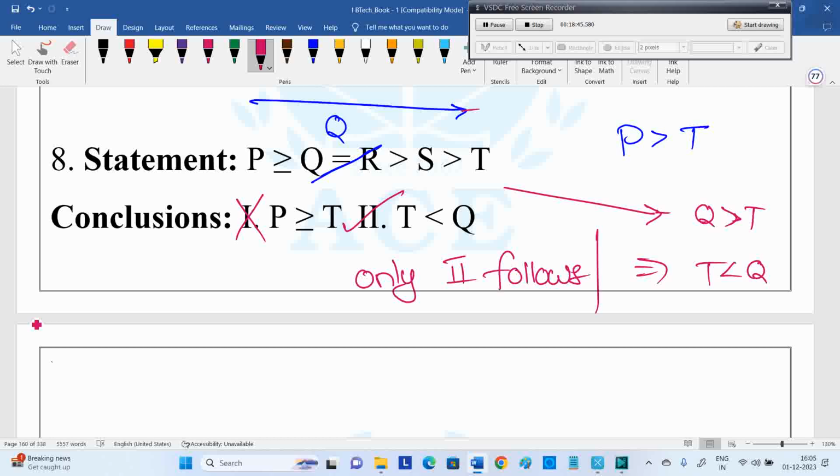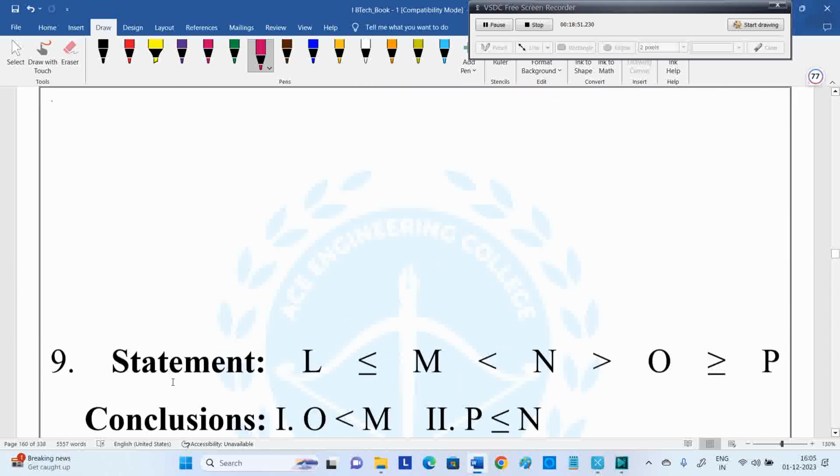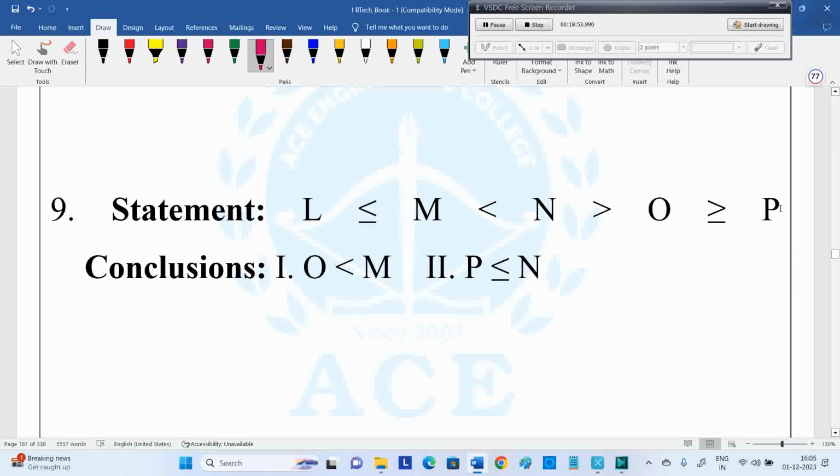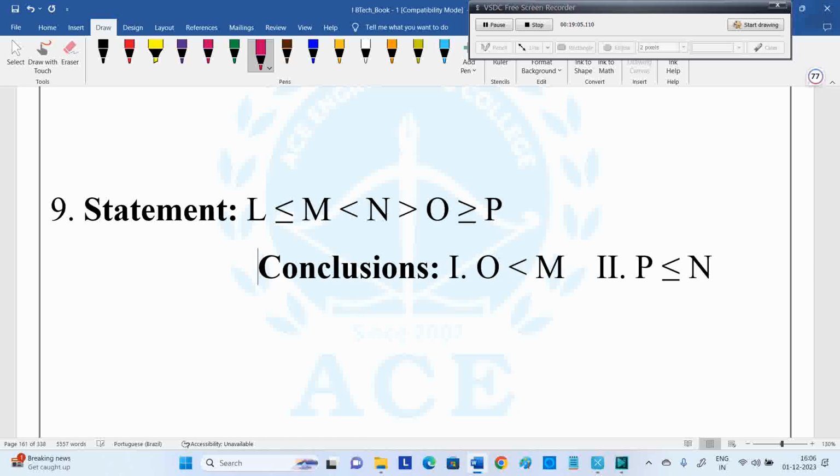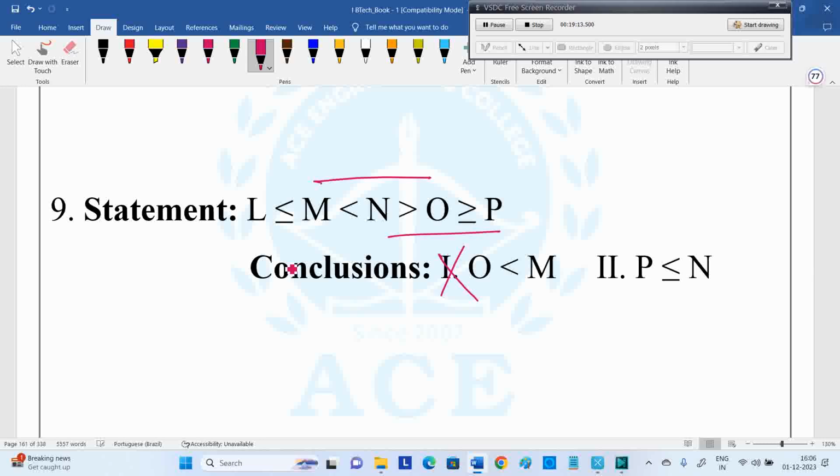Among Q and R, one variable only you pick. That's nothing but Q. Next one, neither nor. Between O and M, there is no common symbol, so eliminated. P and N: greater than P or P less than N, but this is not the case. So neither 1 nor 2 follows.